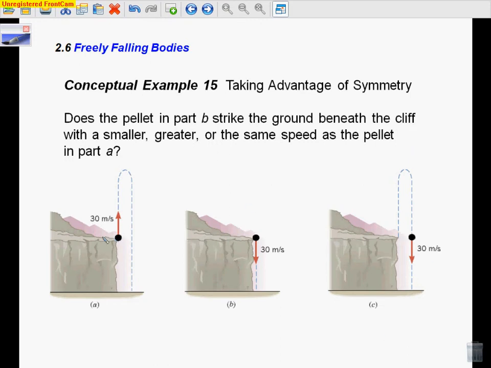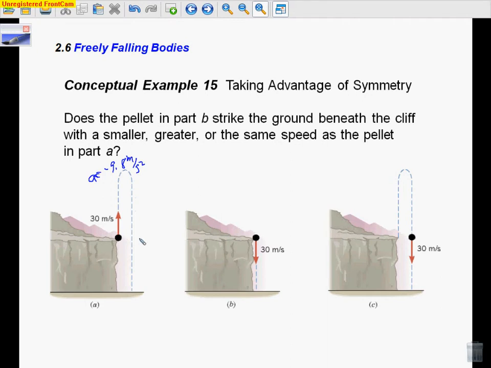So using symmetry, we can see that on the way up, the pellet is going to decelerate. The acceleration of this object the whole time while it's in the air is going to be equal to negative 9.8 meters per second squared. So as it's going up, it's slowing down, slowing down, and then at the top, it stops for an instant. On the way back down, since the acceleration is still negative 9.8, this time it's going to be changing at the same rate that it was going up, except this time pointing in the downward direction.